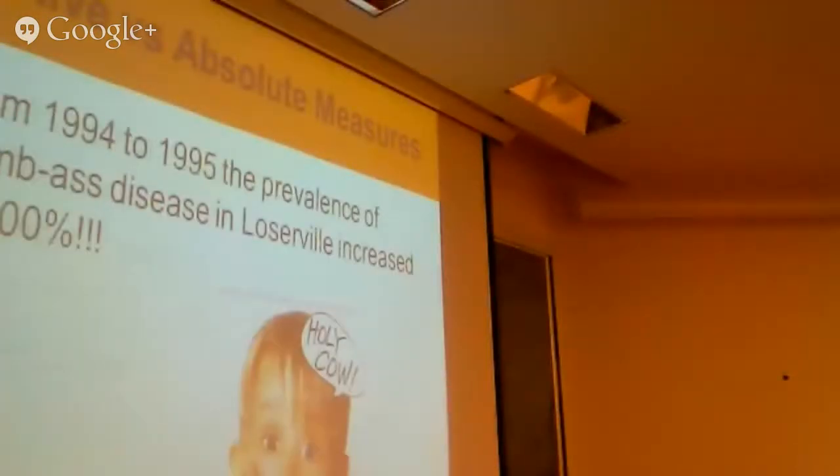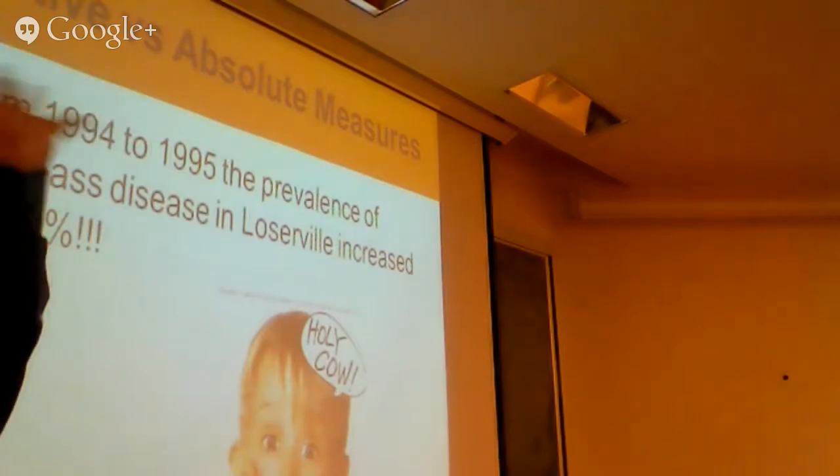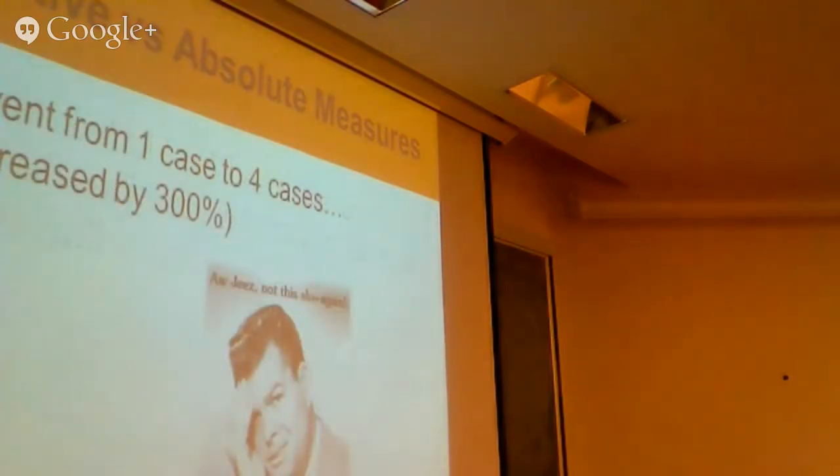Why is this important? Because you can tell the wrong story if you choose the wrong kind of measurement. So here is from 1994-95, the prevalence of a disease in Loserville increased by 300%. Oh my God, 300%, that's huge. However, the absolute numbers went from 1 case to 4 cases. That's a 300% increase. So depending upon which story you tell, you get a different implication.